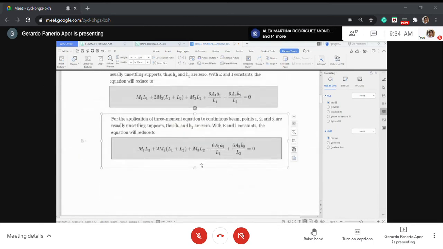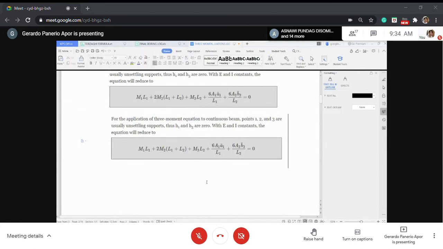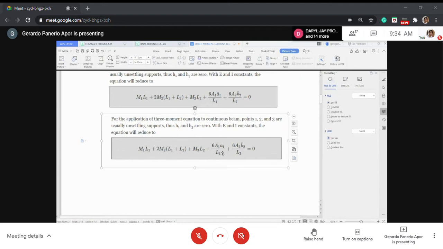So, this is the equation that we can use. I'm just using an analogy. Basically, as the final equation, it can easily be used. Okay. So, we have M1, L1, 2M2, L1 plus L2, M3, L2. Now, in the problem, M1, M2, and M3 are the unknowns. That's why it is called the three-moment equation. L1, L2 are given.